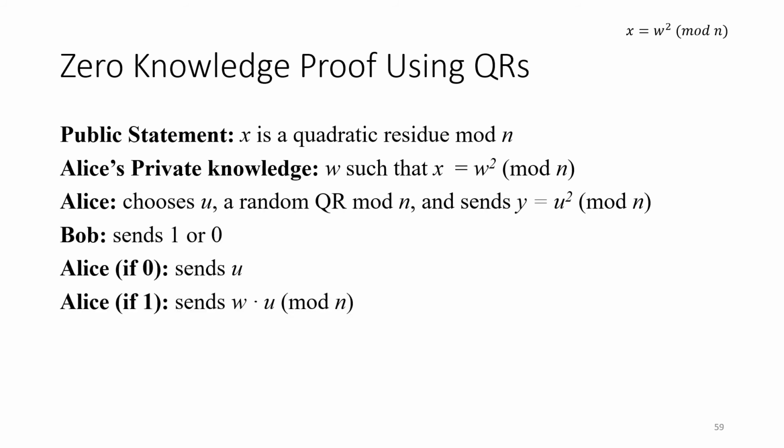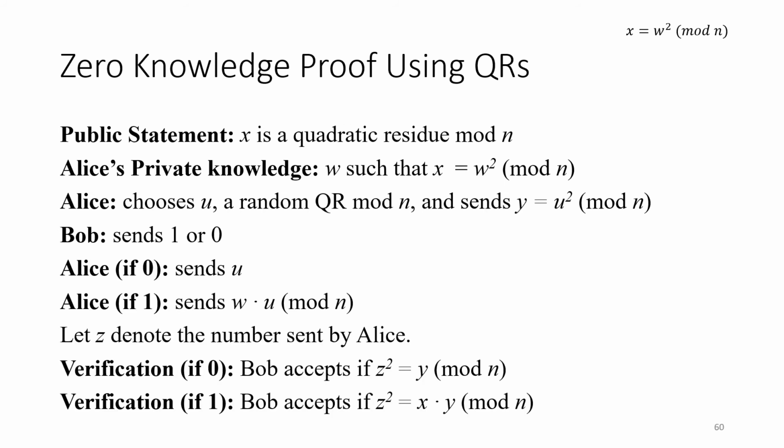Bob again sends us a challenge bit, 0 or 1. If Bob sent us a 0, we give Bob the generator for what we told him was a quadratic residue, which was U. If Bob sent us a 1, then we send Bob W, the generator for the public statement, X, times U, the generator for the quadratic residue that we just sent him. And the way that he verifies this is if we send him U, then he checks that U squared is indeed the number that we sent him, Y.